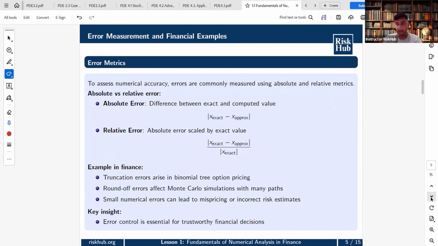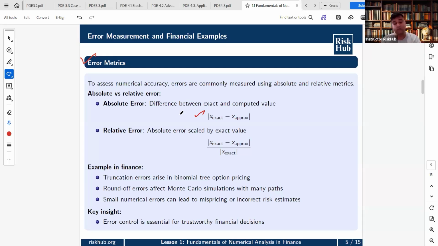Then we get into your error metrics, right? Error measurement and financial example. The slide gives two formulas, your absolute error and relative error, which you saw in slide number 3 also. Absolute error is equal to the absolute value of x exact minus x approximate, meaning how far the computed value is from the true value. Example, exact option price 100, approximated price 98. The absolute error is 100 minus 98, which is 2. The absolute error is 2.